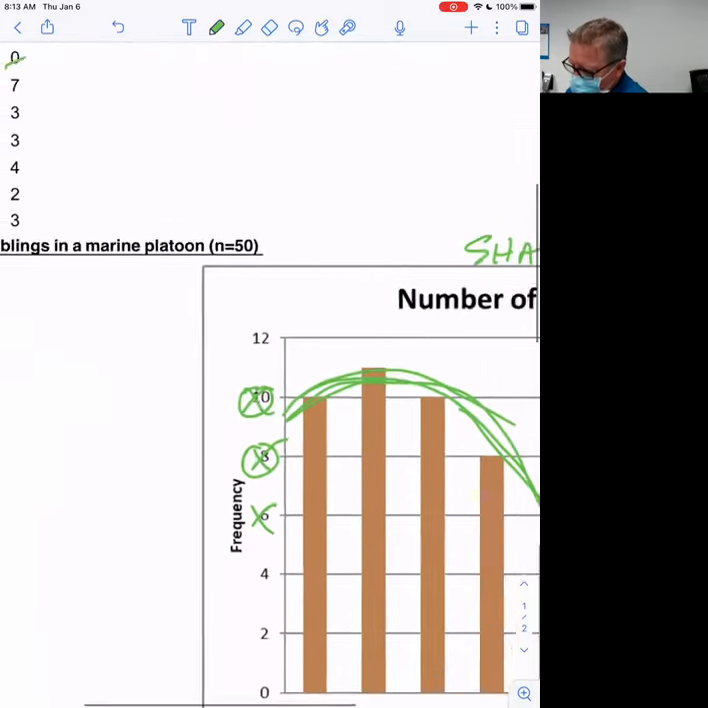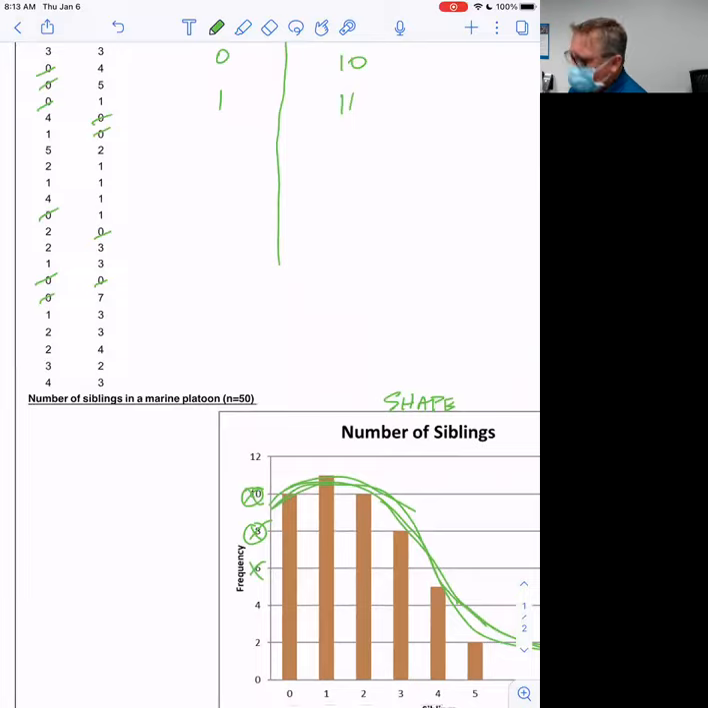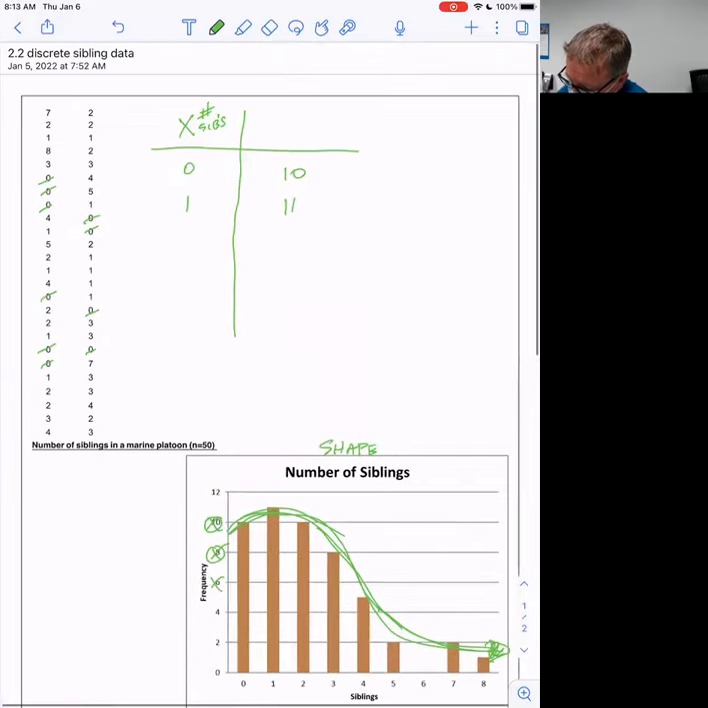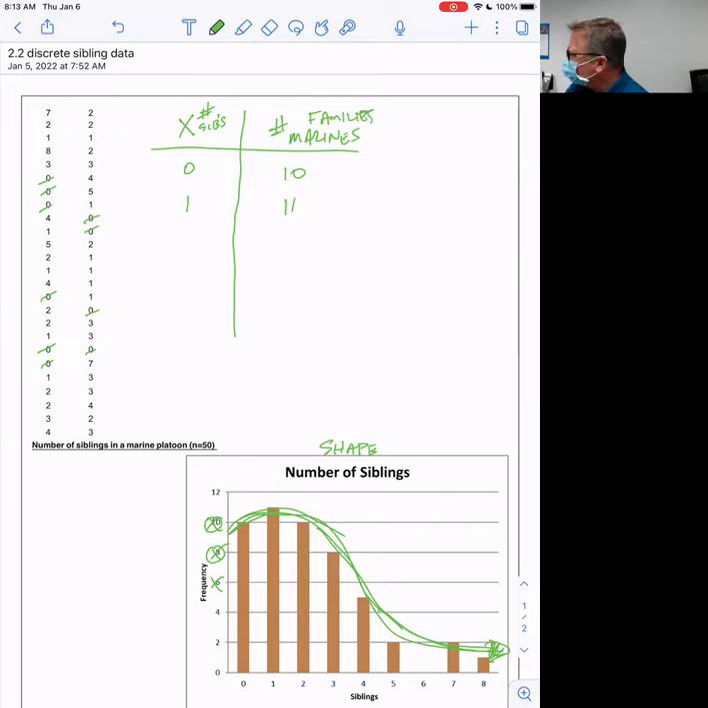Yeah, frequency, count. Do I care if you use some different word? If you said something like the number of Marines or the number of families, do I care if you use your own word over there? No, but you're going to see frequency because it's a generic word that works in every situation. So just make sure that speaks to you.